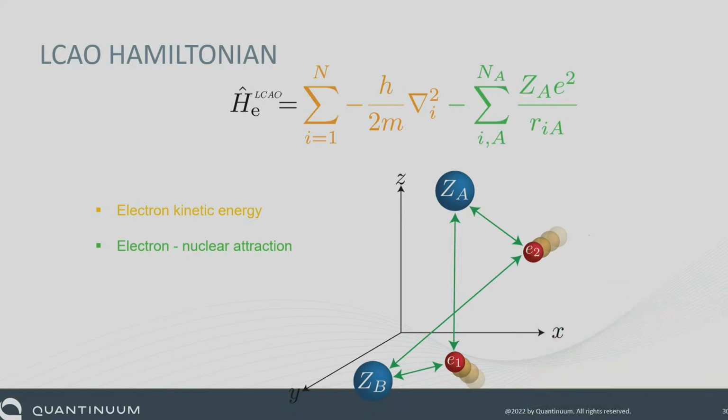This is called the linear combination of atomic orbitals Hamiltonian. We literally just have the kinetic energy of the electron and the Coulombic interaction between the electron and the nuclei. You can see the sums in this simple picture. You have these four sums here, represented by the arrows, and then we have two terms for kinetic energy.